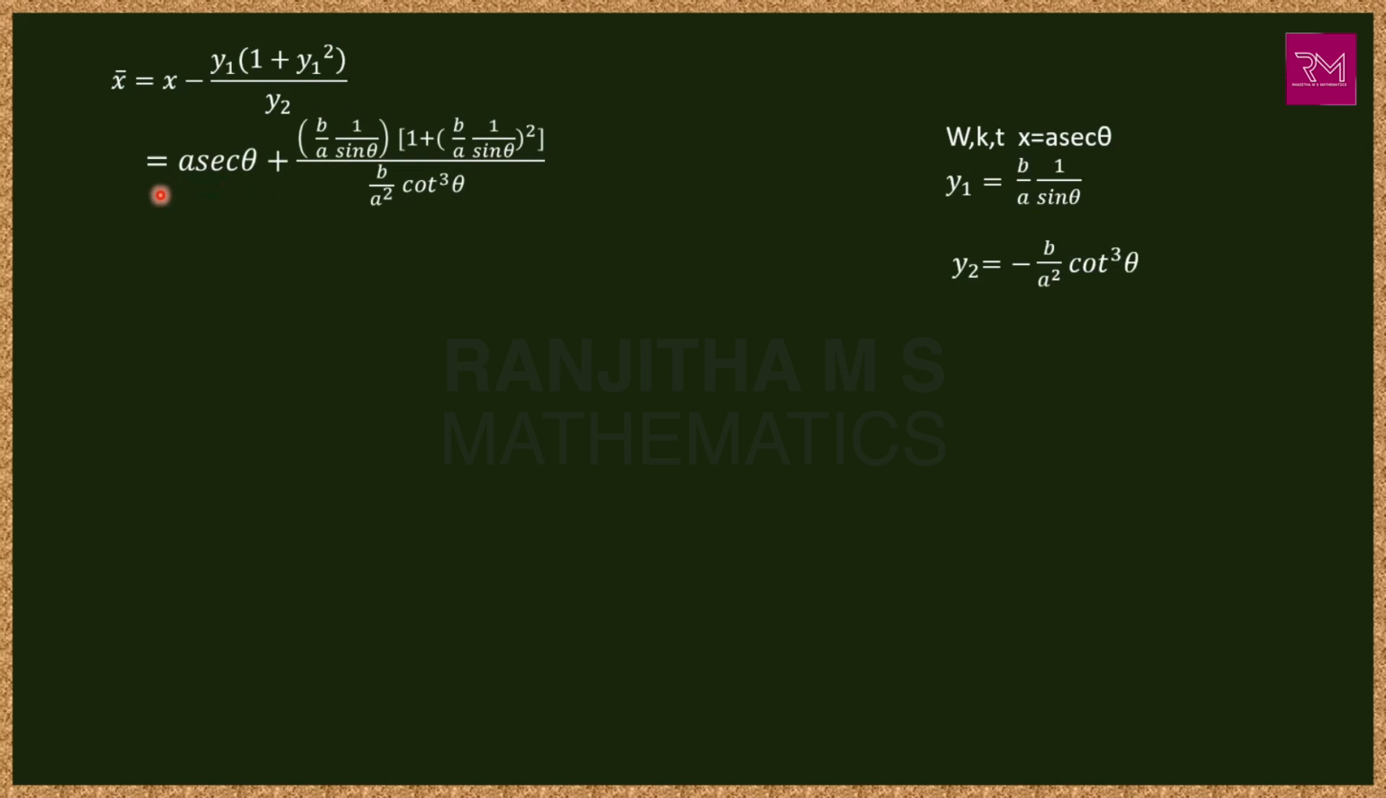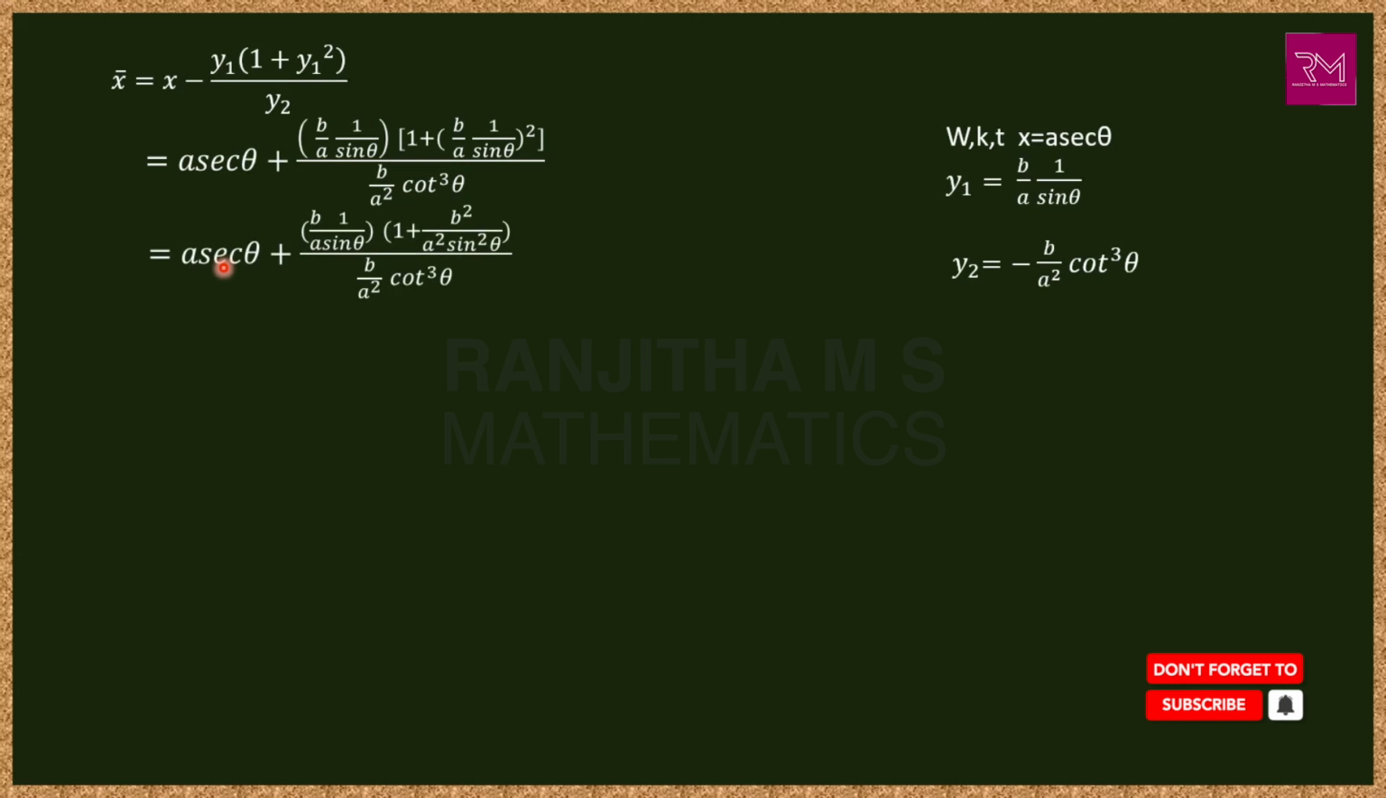Substitute here, we get x bar, which is equal to a into secant theta plus y1, which is b by a into 1 by sin theta, into 1 plus y1 square, which is b by a into 1 by sin theta whole square, divided by y2, which is minus b by a square into cot cube theta. Here minus into minus becomes positive sign in this equation. In the next step, take b by a square into cot cube theta. Here x bar is equal to a into secant theta plus b by a into 1 by sin theta into 1 plus, here b by a into 1 by sin theta whole square is nothing but b square divided by a square into sin square theta, divided by b by a square into cot cube theta.